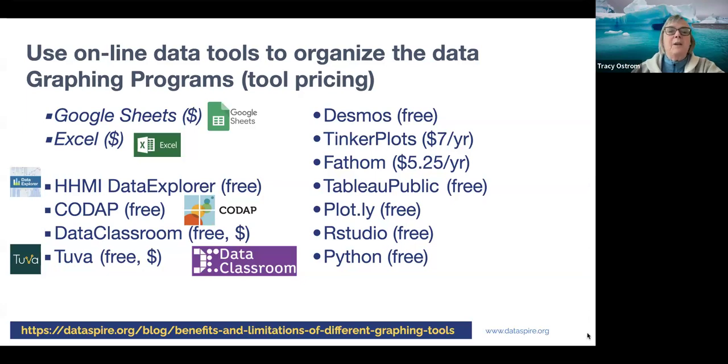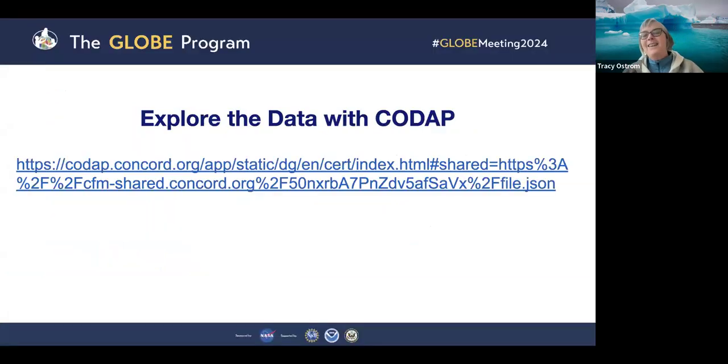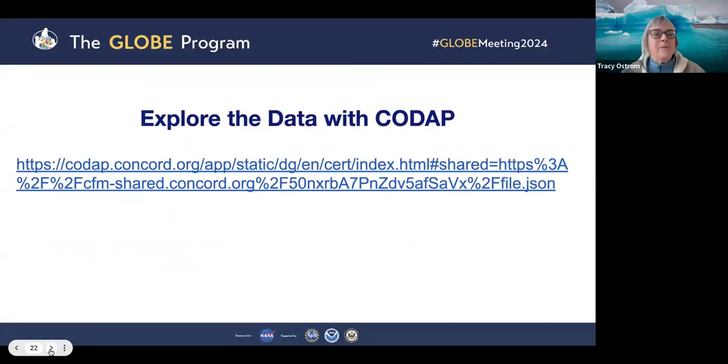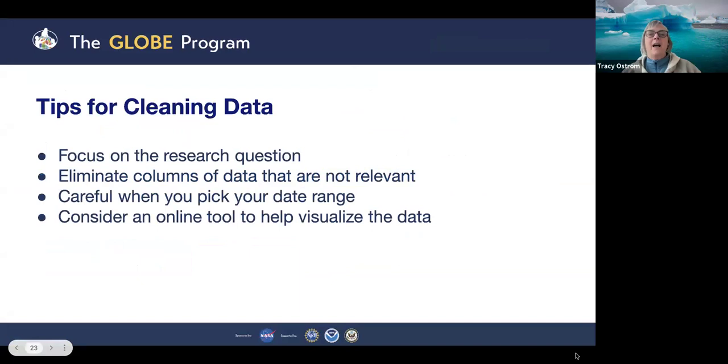Great. So this is what I was mentioning before, that there are all sorts of online tools that you can use. I know the go-to is Google Sheets, and there's nothing wrong with that. But there are several other tools that you might consider exploring to help your learners visualize and analyze their data. I'm not advocating for any of these. So, all right, we explored the data with CODAP, and let's go to the next slide, slide 23.